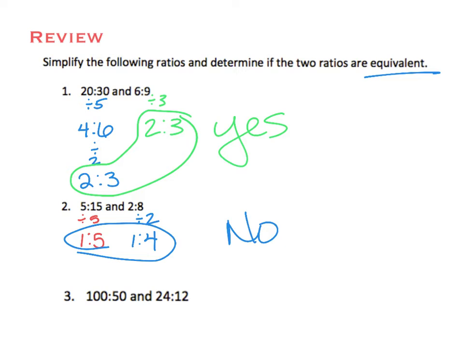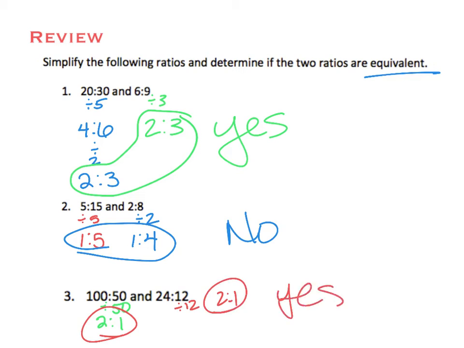Let's do number 3. Let's see, I'm going to divide by 50. I'm going to go by the big one. So this would be 2:1. And this one, oh, here I can divide by 12, which gives me 2:1. So this and this, yes, these two are equivalent. That's just a review. Nothing major. We know how to find equivalent ratios. We need to put them in simplest form, all that fun stuff.